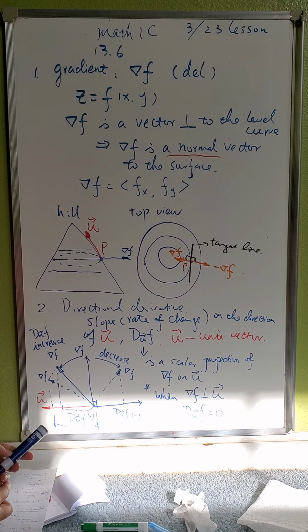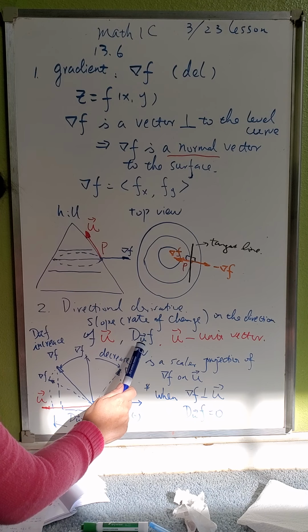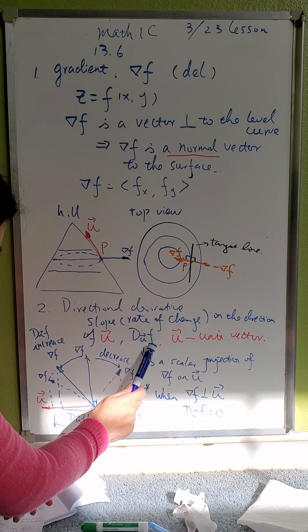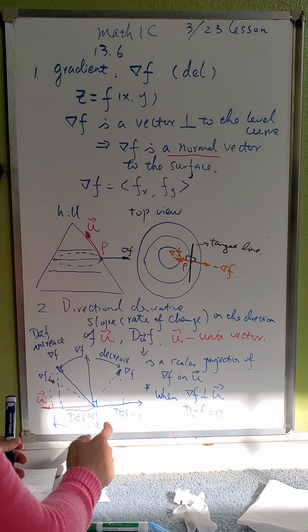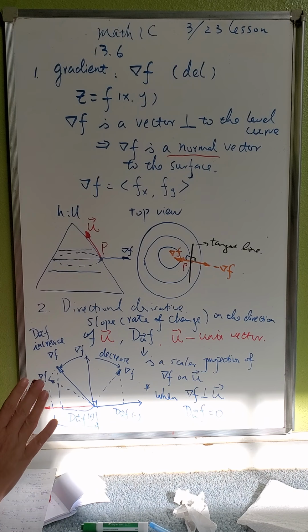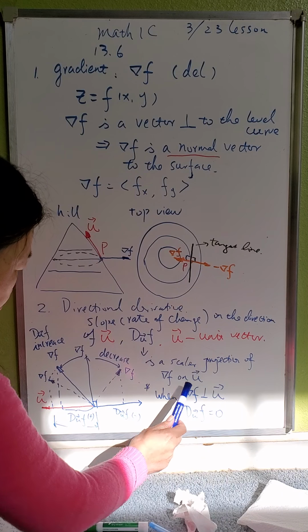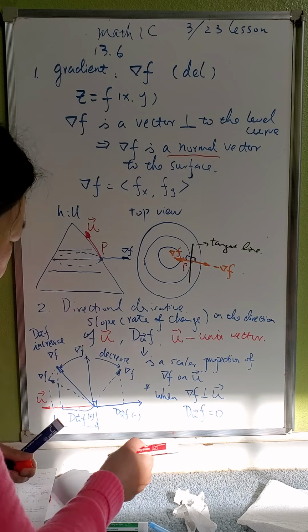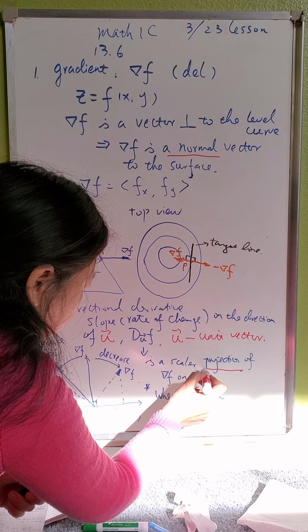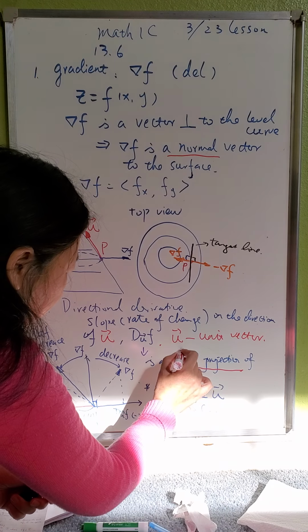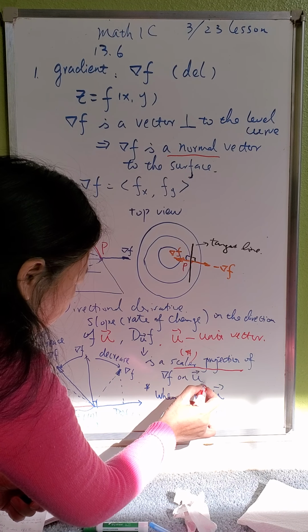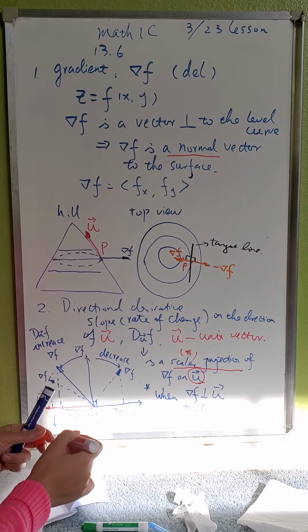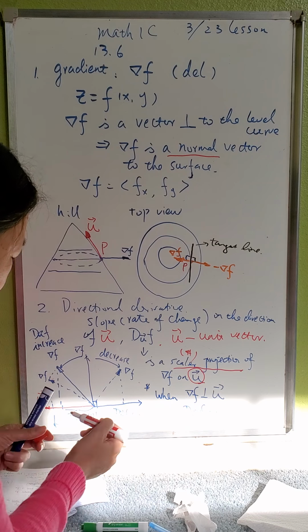So therefore we also call the directional derivative of f a scalar. It's not a vector, it's a scalar. It's just a number, it's a slope. It's a scalar projection of del f on u. Now be careful: scalar means it's a real number, the del f on u.